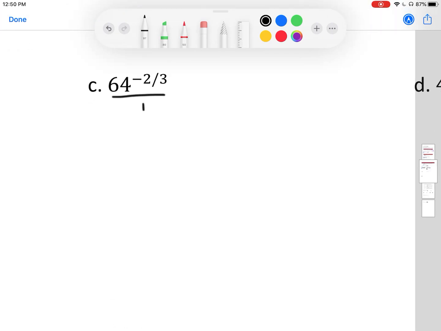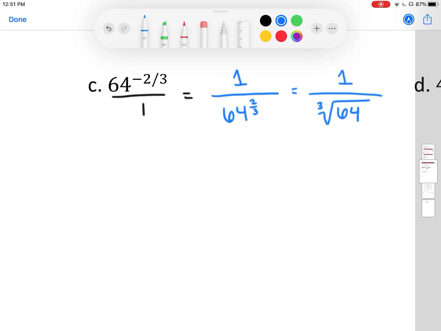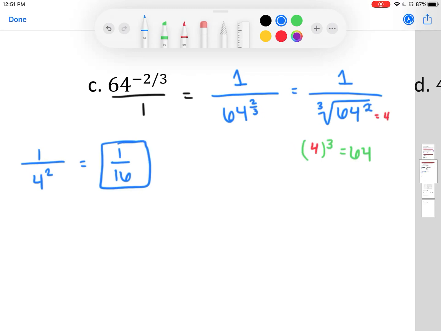Next one. Let's write it over 1. Let's make it happy, so that I have 64 to the positive 2/3 power. And on the top I now have a 1. Okay, let's rewrite it as a radical. So I have 1 divided by the cube root of 64 squared. Can I take the cube root of 64? Think about it: is there a number that when I raise it to the 3rd power, I get 64? Yeah, there is. 4 is that special number. So this is equal to 4, and I now have 1 over 4 squared. 4 squared is 16. So my answer is 1 over 16.